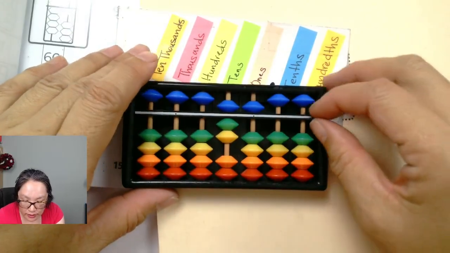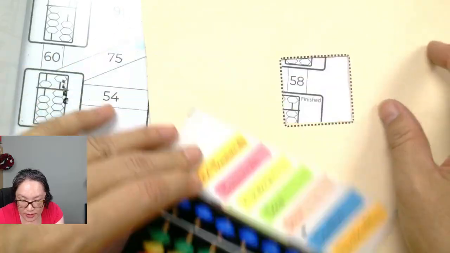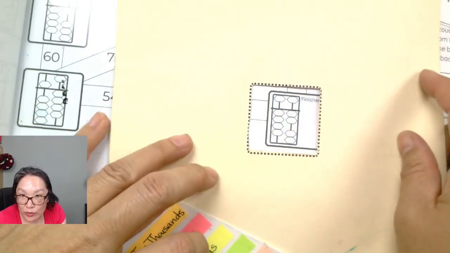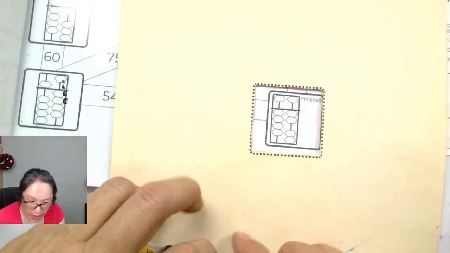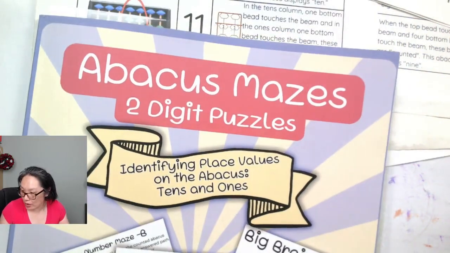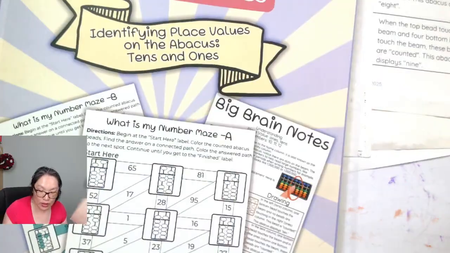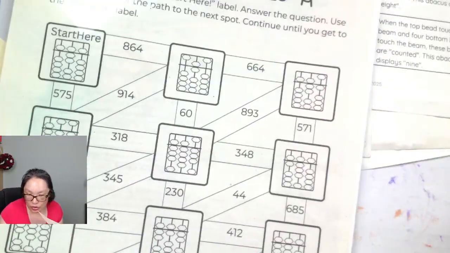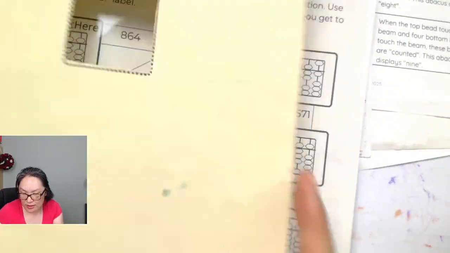Okay, good. So in the beginning, when we were coming in here, we were talking about how to read the abacus. And this is a maze that I created. If anybody is interested, I am selling this if you wanted to know more about the abacus. But we will continue on to doing 3 digits.